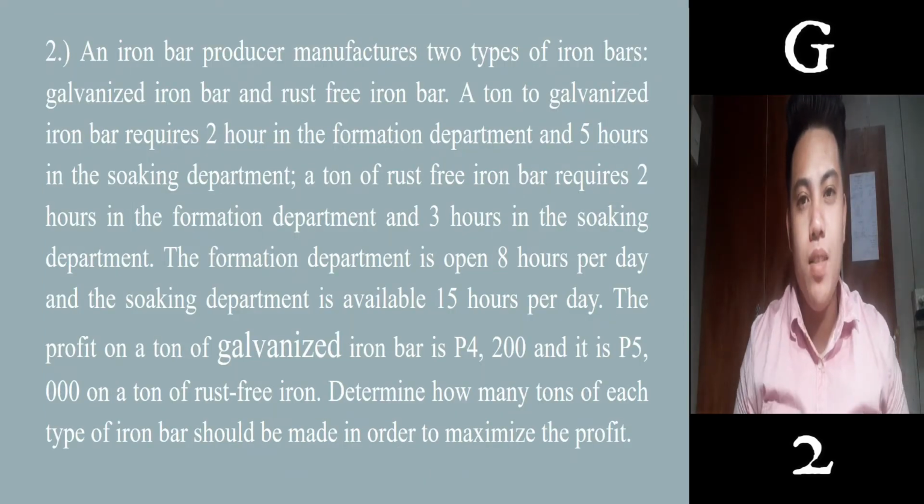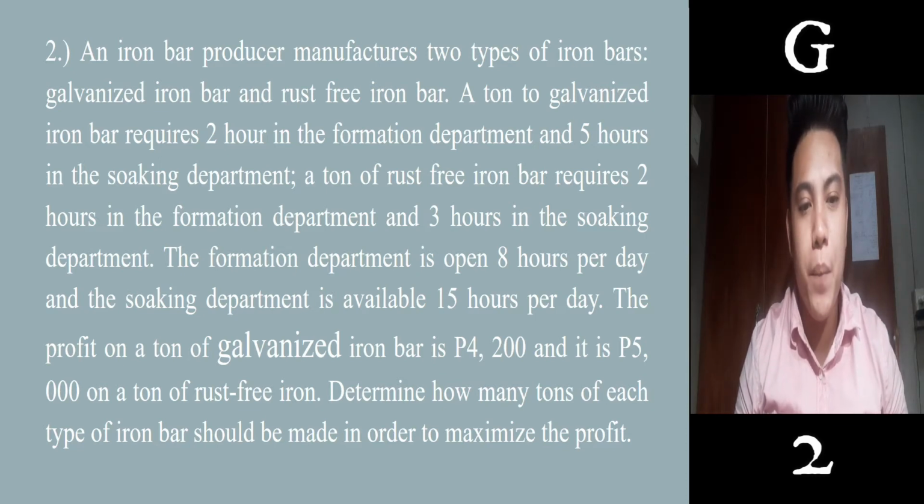My name is Charles Dominic Antig, the sixth reporter. That is for our problem number 1. Now, let's proceed to our problem number 2. An iron bar producer manufactures two types of iron bars: galvanized iron bar and rust-free iron bar. A ton of galvanized iron bar requires 2 hours in the formation department and 5 hours in the soaking department.